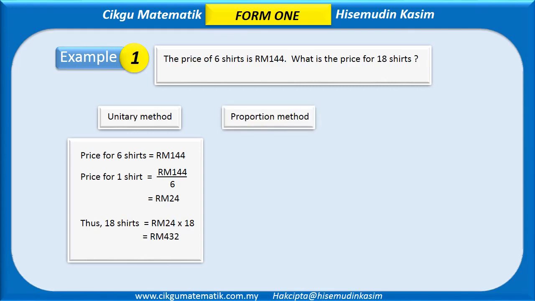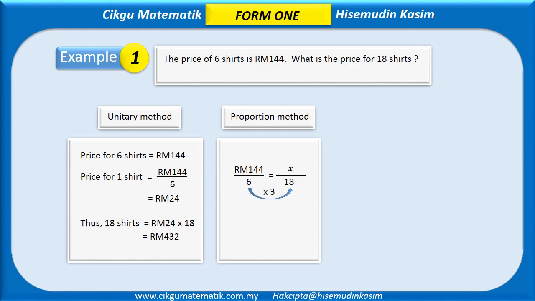Proportion method. 144 ringgit over 6 equals x over 18. 6 times 3 equals 18. 144 times 3 equals x. x equals 144 times 3 equals 432 ringgit.